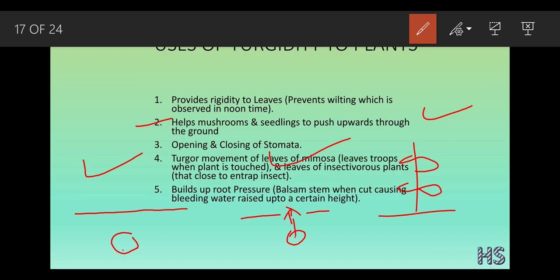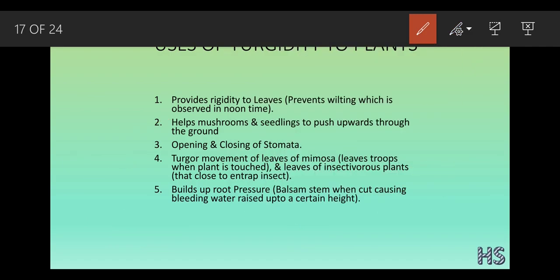So this condition is also due to the turgidity only, because it helps mushrooms and the seedlings to push upward through the ground. See, the seed was in the ground, but because of this turgidity pressure we got a perfect plant. So the second point also got cleared. Now the third point, that is the opening and the closing of the stomata.